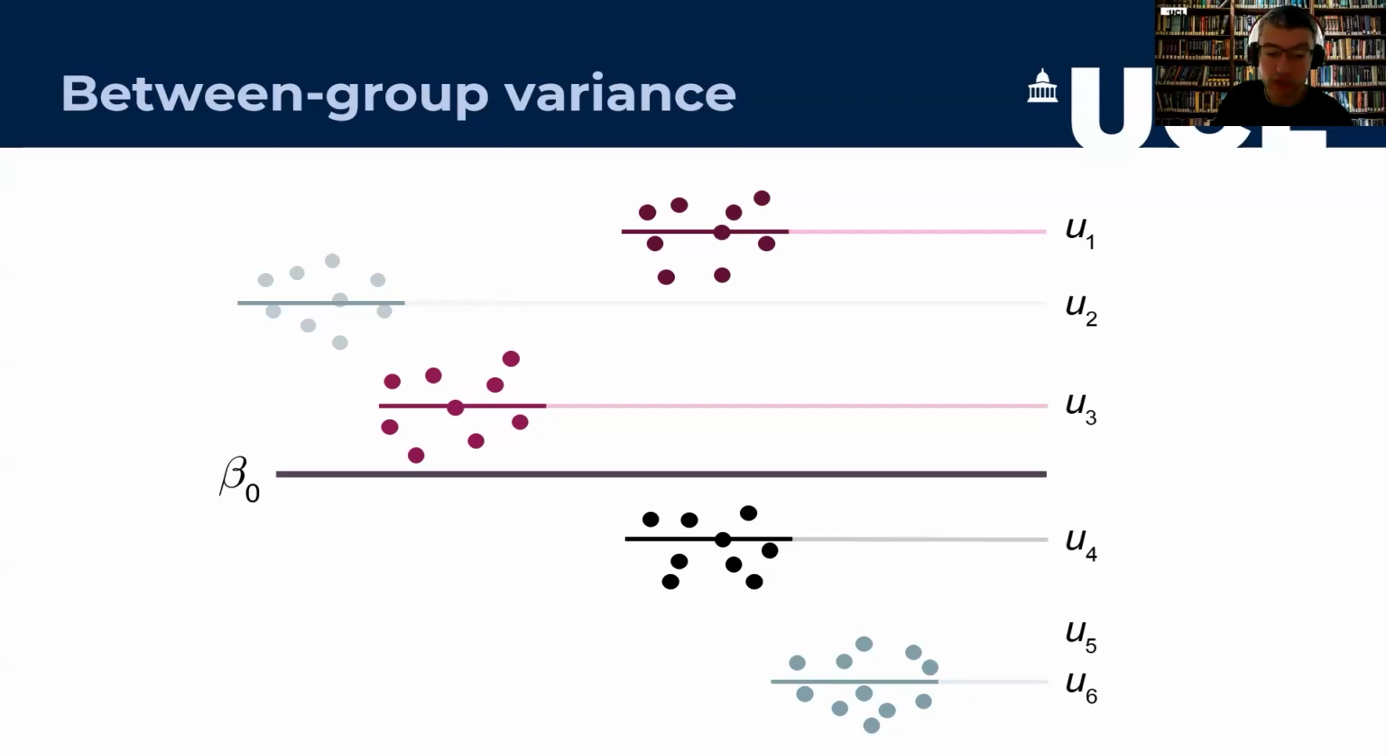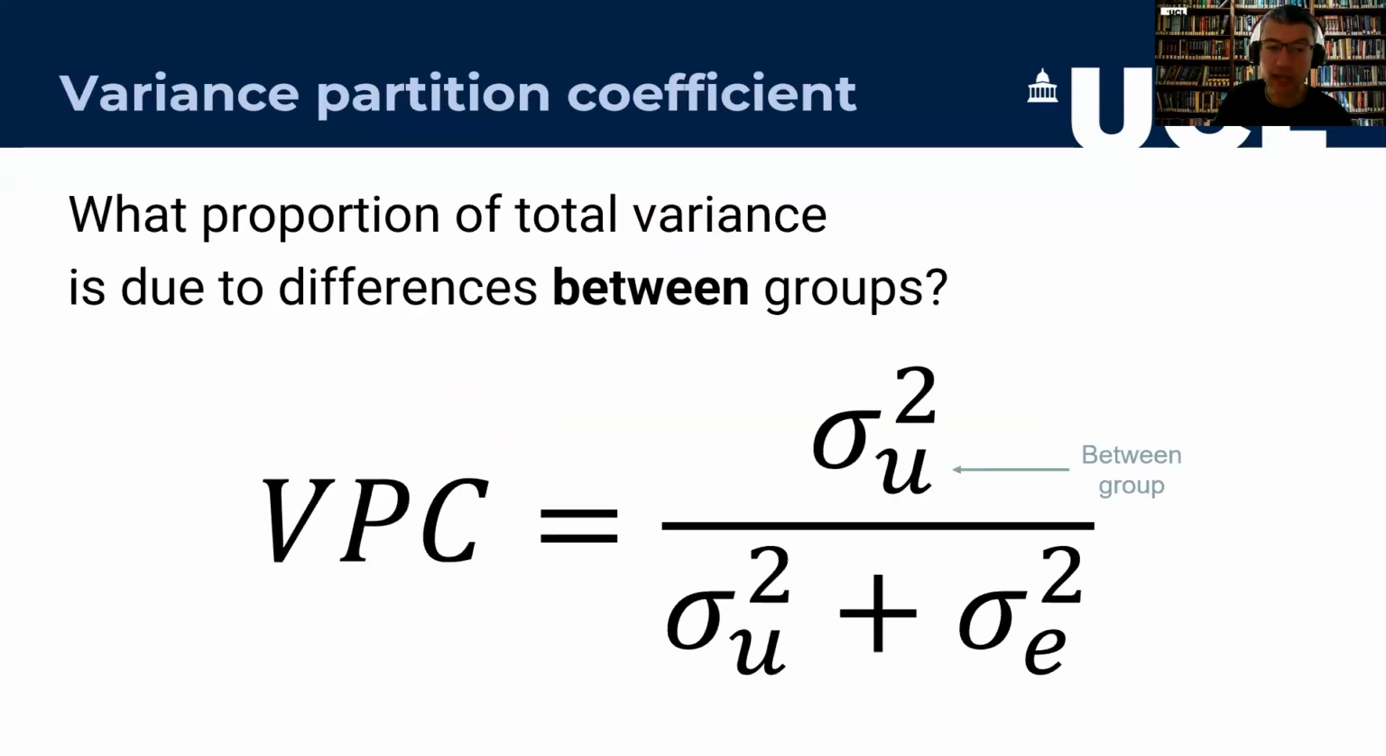So what this also means is that we can calculate what we call the variance partition coefficient. That tells us, and this is the case where we only have two levels, because it gets a little bit more complicated with more than two, but I think once you get the concept, this applies to different levels as well. But the idea here is that we can determine how much of the total variance is due to differences between groups.